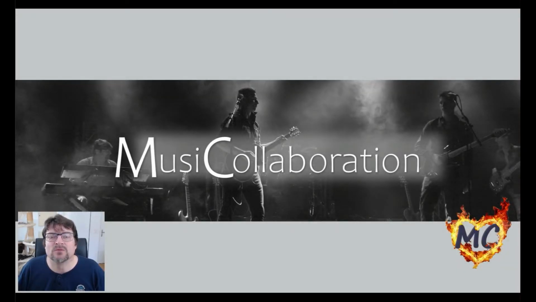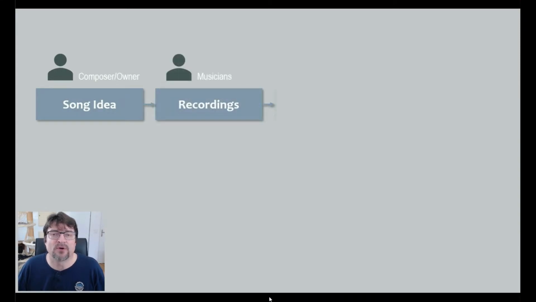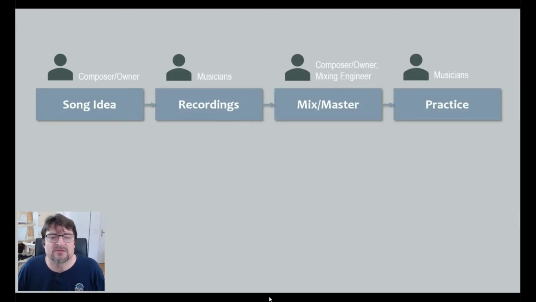So let's see what MuCol can do for us and how it works. The whole system is based on a song production process, which consists of 4 stages. We have the song idea, so a composer puts together an idea and does some recordings to reflect this idea. And then we have a phase where the musicians or the band do recordings, and finally we mix and master the recordings so that we have a distributable MP3 or WAV file of this song.